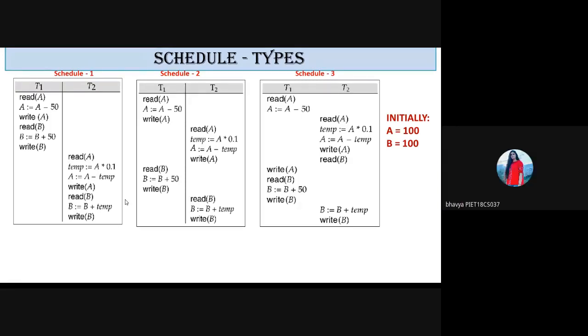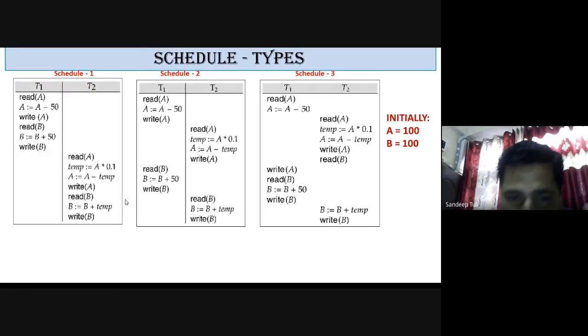Is it clear to all till now? Yes, sir. Schedule 1 is a serial schedule, and 2 and 3 are non-serial schedules. Somehow I have changed the instructions in schedule 2 and schedule 3. Okay, now we will see the result of the execution of schedule 1, schedule 2 and schedule 3.